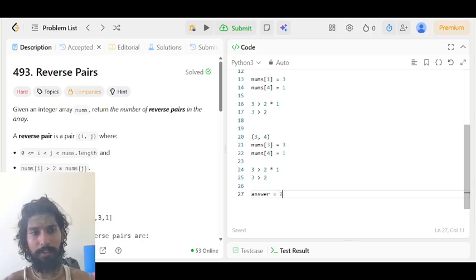Because we have to give the count of reverse pairs. We are checking nums[i] greater than 2 times nums[j]. That 2 times is the most important part of this problem.